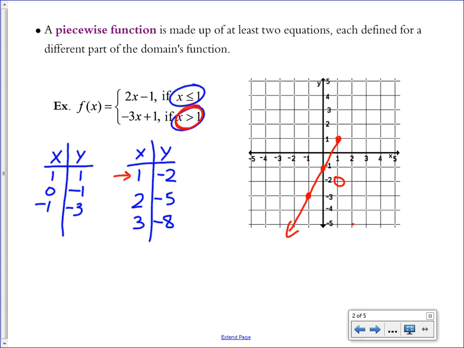So 2, negative 5, and 3, negative 8, which would be off the graph about down here. And when you connect these dots, just don't go through your open circle. Show that you're not actually including that point, you're starting right after it. And this is the graph of the piecewise function. It's like a Frankenstein graph. It's got an arm from this other function and an arm for this other function. They've been chopped up and put together on the same graph.